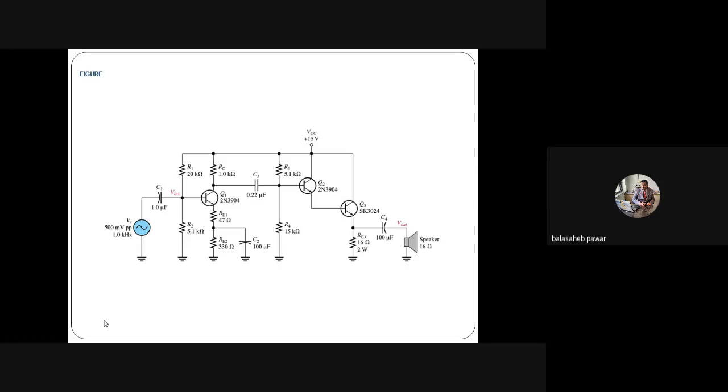And as it is in emitter follower configuration, that means output is taken out from the emitter terminal. You will observe it is directly connected to that speaker, which is of 16 ohm only. One more resistor is shown over here, 16 ohm, 2 watt. This is for the biasing purpose of that transistor Q3.